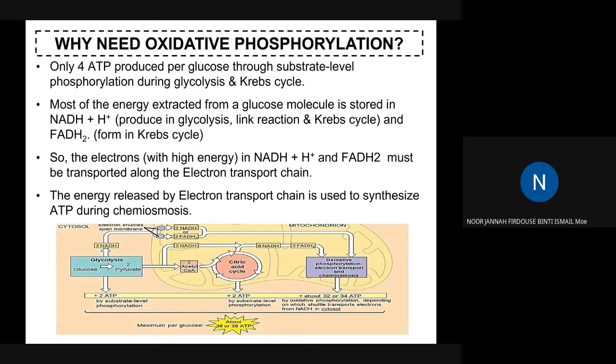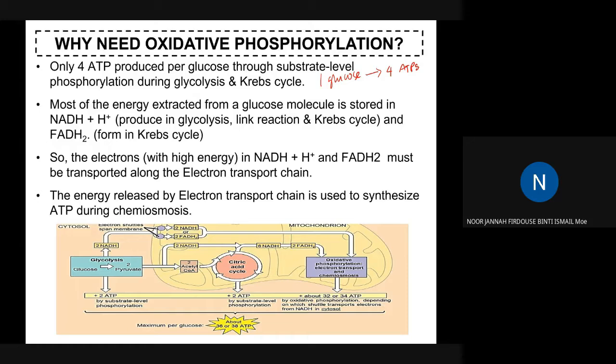Through substrate-level phosphorylation, which occurs during glycolysis and the Krebs cycle, there were only 4 ATP produced per glucose molecule. Meaning, from one glucose, we can only produce 4 ATP through glycolysis and the Krebs cycle.